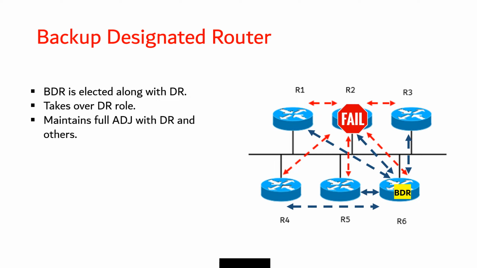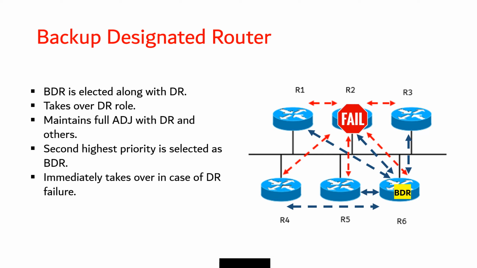Like the DR, the BDR is also elected based on the priority. The router with the second highest priority becomes the BDR. And if the DR fails, the BDR immediately takes over as the new DR. And a new BDR is elected among the remaining routers.